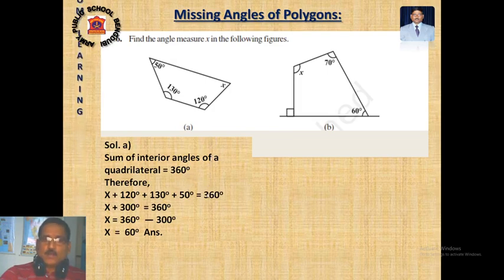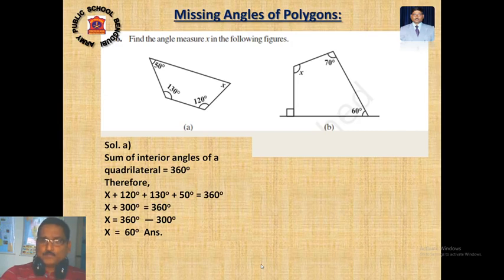Okay. Now I will perform this. x plus 120 plus 130 plus 50 equals 360 degrees, or x plus 300 equals 360 degrees, or x is equal to 360 degrees minus 300, that is 60 degrees. So here the missing angle x, its value is 60 degrees.